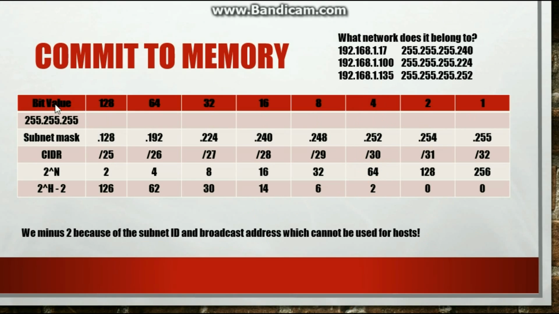Clear all this off, memorize this chart. Remember, this row right here is the bit value, and for the subnet mask, every time there's a 1 there, you just add it up. You just add it up. So 128 plus 64 equals 192. 192 plus 32 equals 224, so on and so forth. So this is how you can calculate the subnet mask and what that actually means.